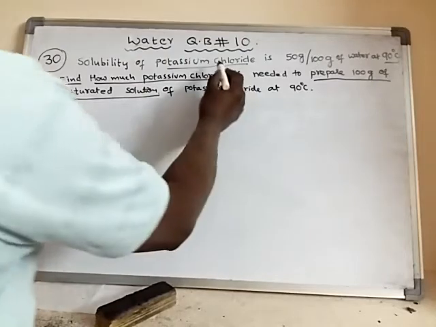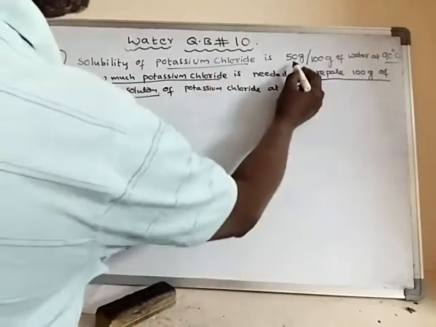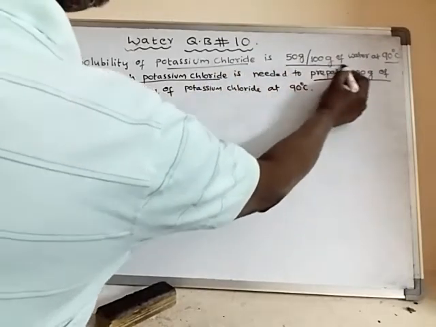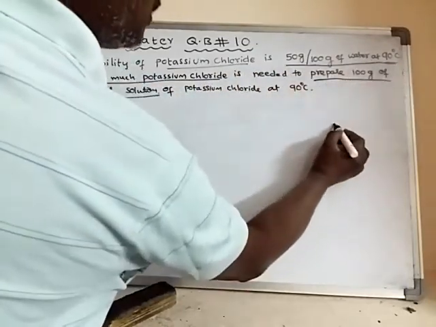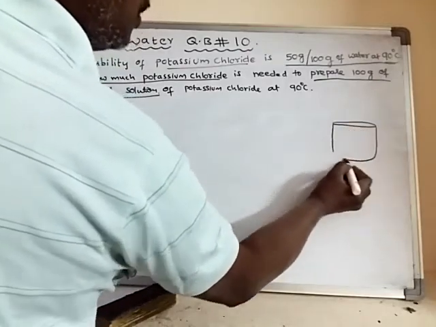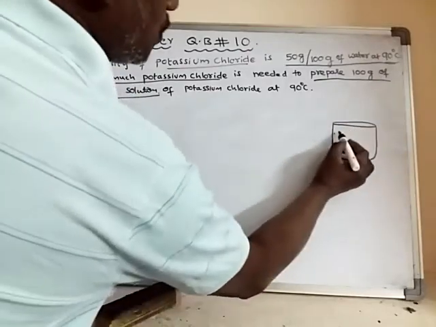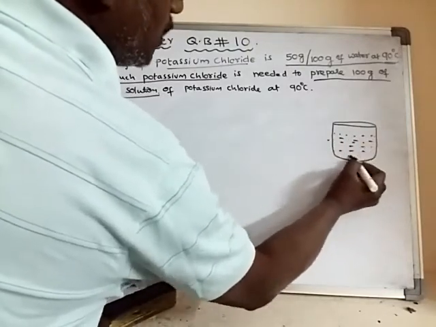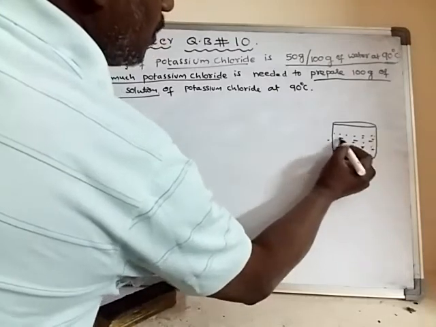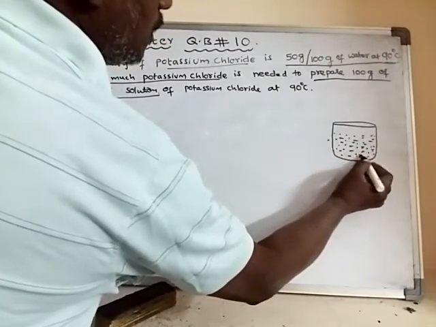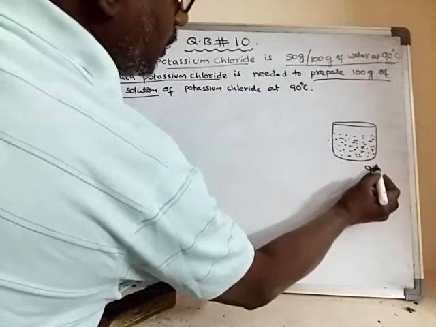Alright. So first of all we will observe the first statement. Solubility of potassium chloride is 50 grams in 100 grams of water at 90 degrees centigrade. Suppose I have taken a potassium chloride solution, and this solution is at 90 degrees centigrade temperature.